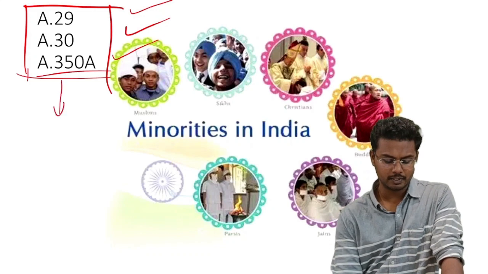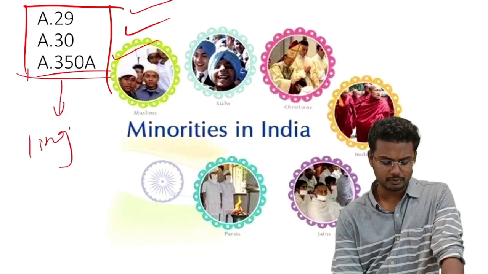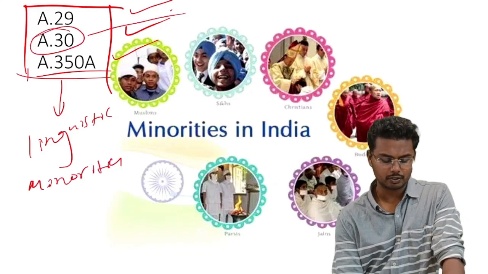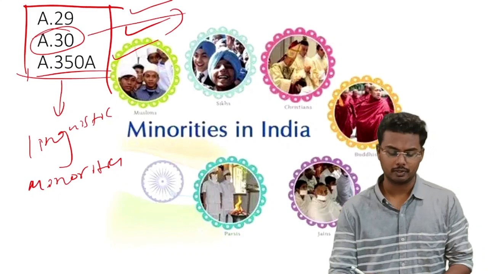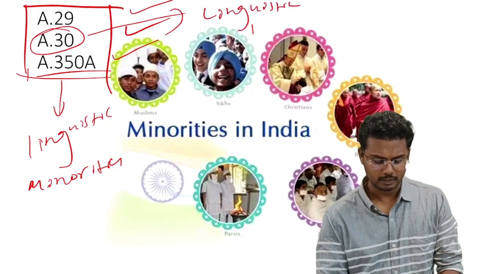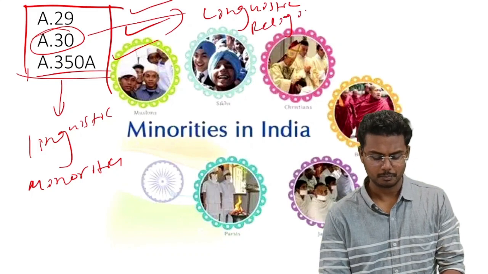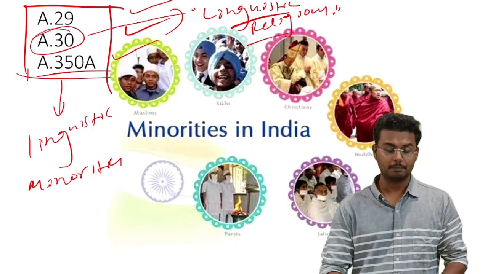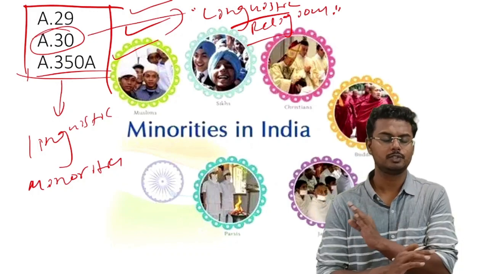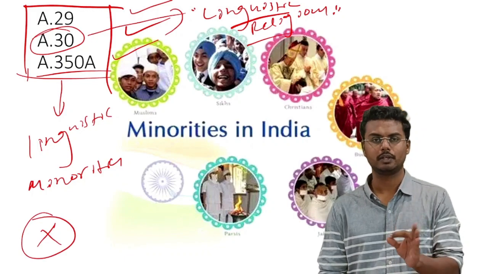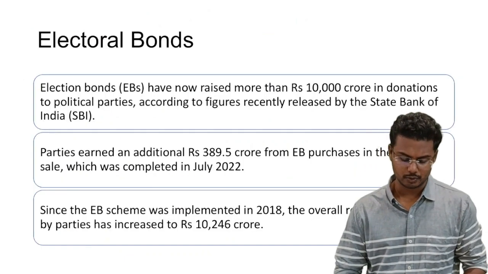Article 350A is related to linguistic minorities, whereas Article 30 talks about both the types of minorities, that is linguistic and religious. Both are covered under Article 30 of the Indian Constitution. But please remember, the word minority has nowhere been defined in the Constitution of India.